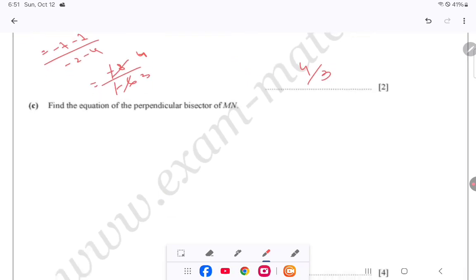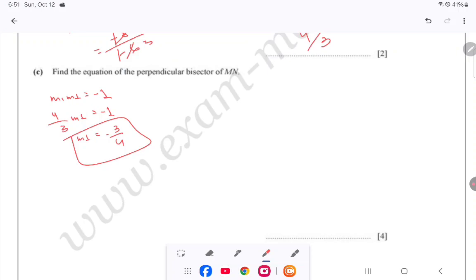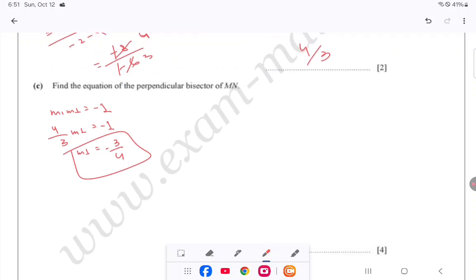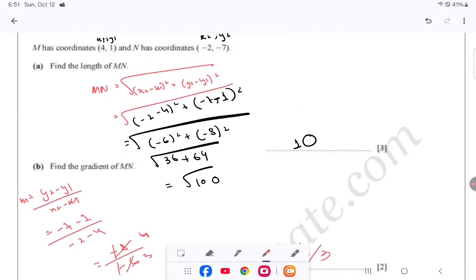Find the equation of the perpendicular bisector of MN. For the perpendicular bisector, the slope of the perpendicular is equal to negative 1 over the slope, so negative 1 over 4 over 3. Multiply both sides by 3, divide both sides by 4, and we will be left with negative 3 over 4. This is our slope. What we have to calculate now is the c. In order to calculate the c, we need a point, which will be the midpoint of the line MN. Did we calculate the midpoint? No, we didn't. We have to calculate the midpoint.